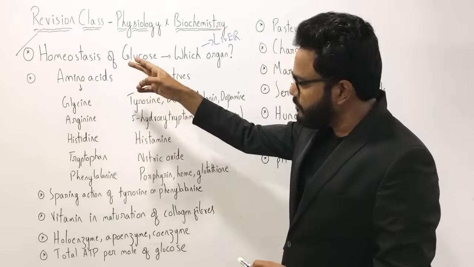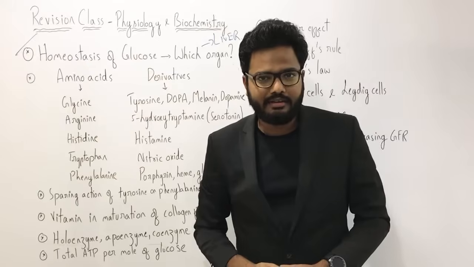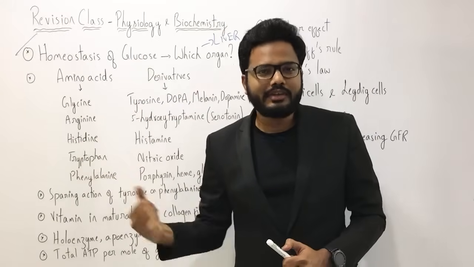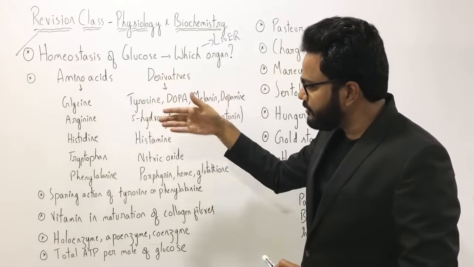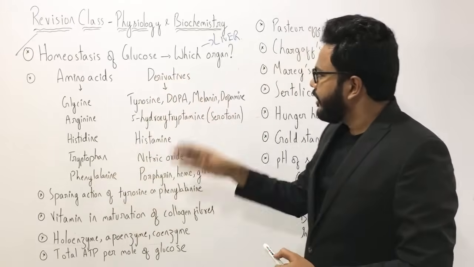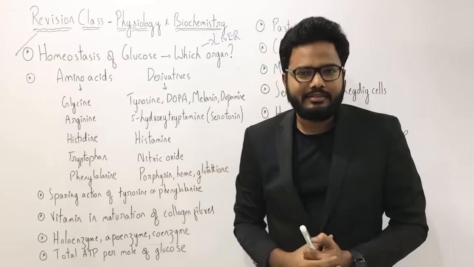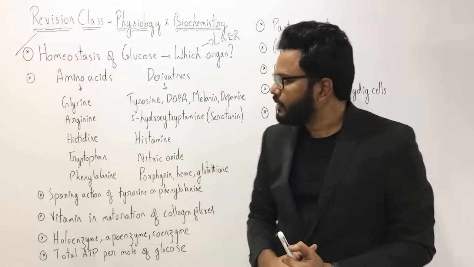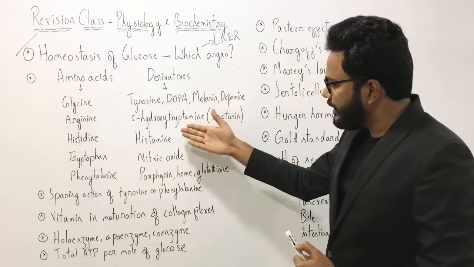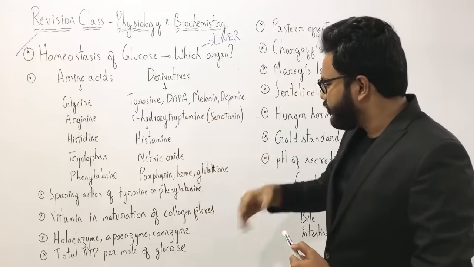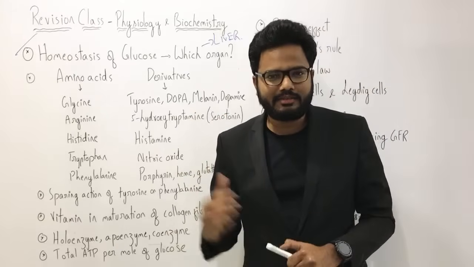You can find amino acids on one side and their derivatives on the other side. So try to match them based on the derivatives. On the left side you can see glycine, arginine, histidine, tryptophan, phenylalanine. And on the right side you can see their corresponding derivatives. So match the following. On the right side you have tyrosine, dopa, melanin, dopamine, serotonin, histamine, nitric oxide, porphyrin, heme, glutathione. Often we see questions from these areas, so I have selected this.